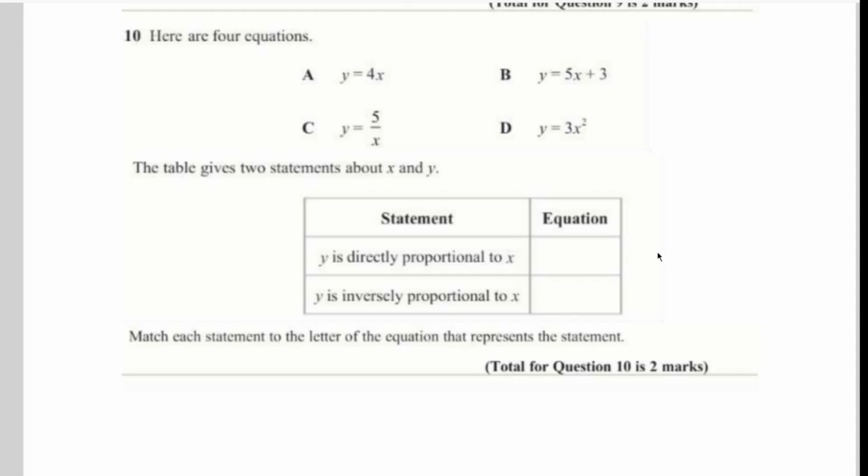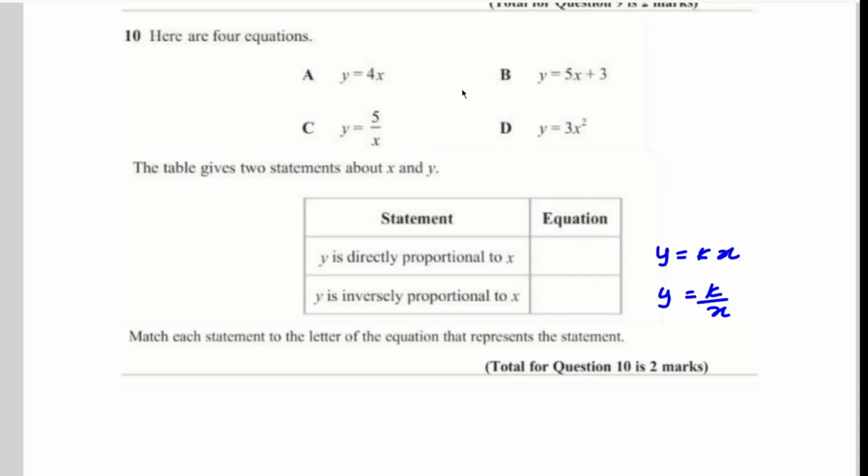How do we interpret this in a mathematical way? Y is directly proportional to x. Y is inversely proportional to x. This is how we interpret these 2 statements into mathematical equations. Then let's move on to the equations and pick the correct equation according to these statements.